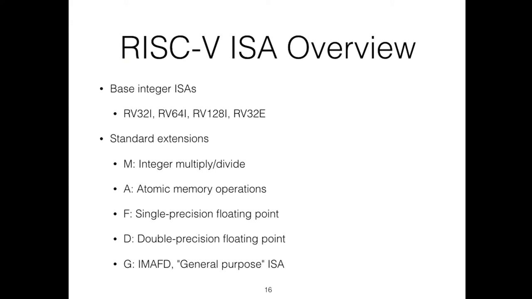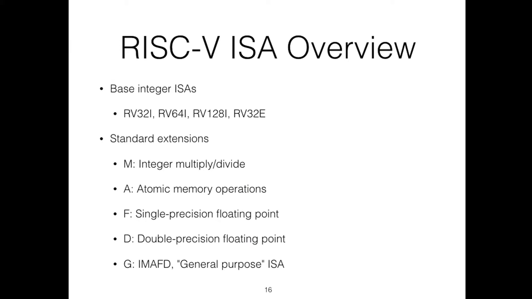There are a number of base integer ISAs, one for each address width. The naming scheme is RV32I, which is RISC-V 32-bit integer. For 64-bit, there's RV64I. For 128-bit, RV128I. There's also RV32E, which is the embedded instruction set. It's basically the same as the 32-bit integer instruction set, except they halve the number of registers and drop a couple of small things. So if you want to build a really small microcontroller, you might consider using that.